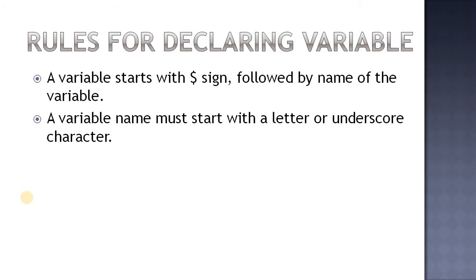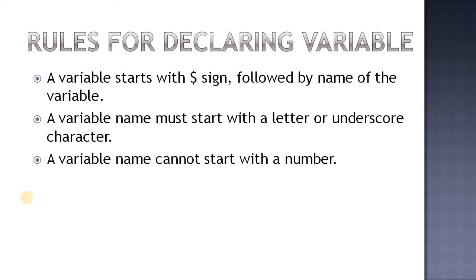Next one, a variable name must start with a letter or underscore character. So variable names can start with any letter from A to Z or they can start with an underscore character. A variable name cannot start with a number. So you cannot use 1A. It is wrong. However, you can use A1. It is a valid name.